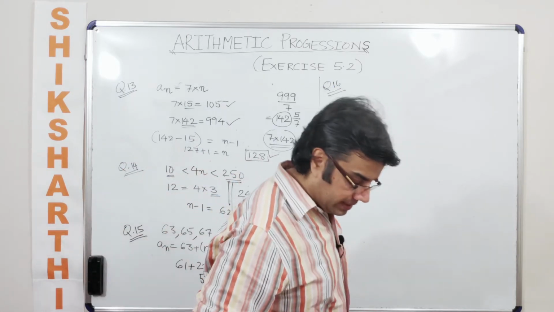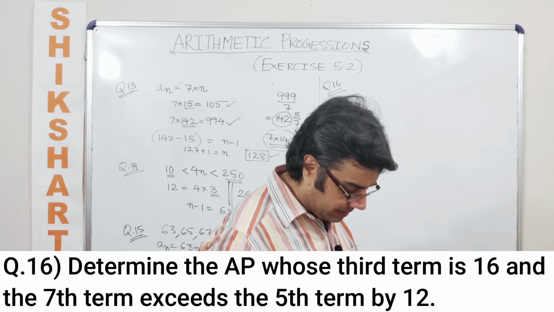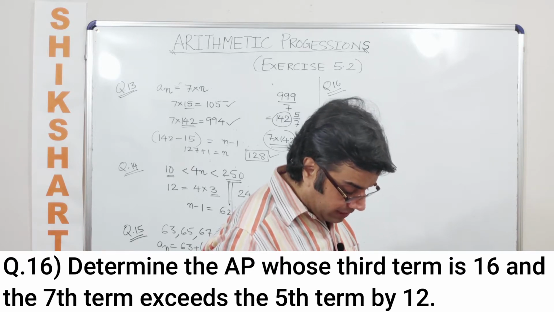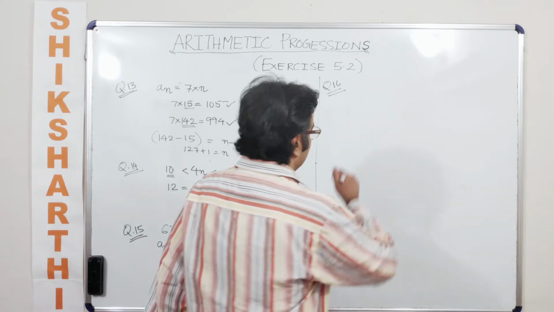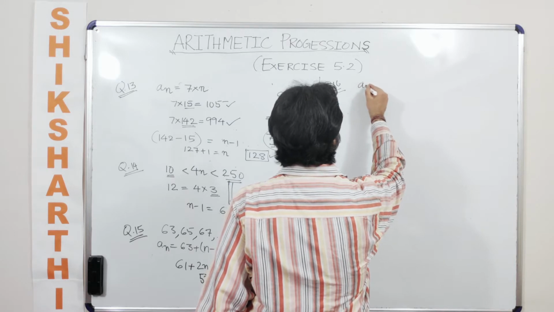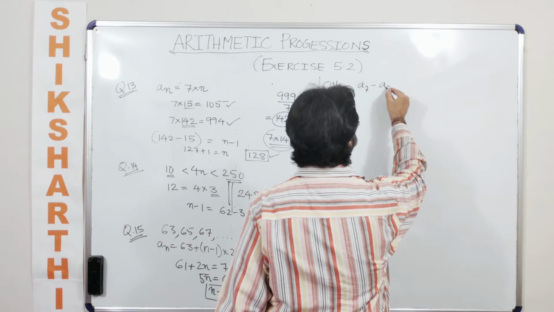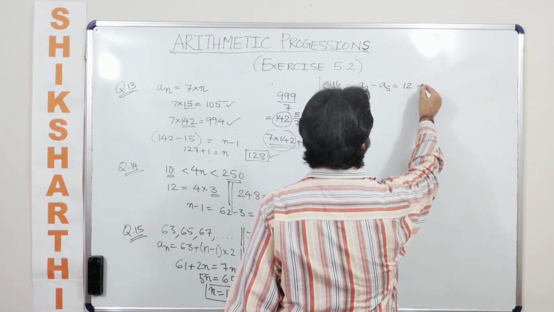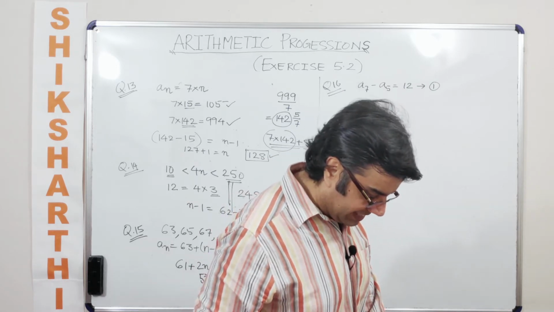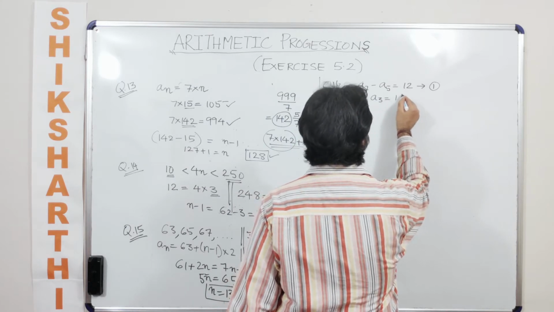So question number 16 says, determine the AP whose third term is 16 and the seventh term exceeds the fifth term by 12. Okay, we'll do it one by one. The seventh term exceeds. So the seventh term here, let me write it as A7 minus the fifth term is 12. So let's say this is equation number 1. And then it says whose third term is 16. Okay. So the third term is given to you as 16.